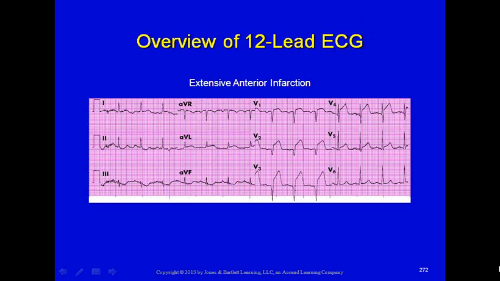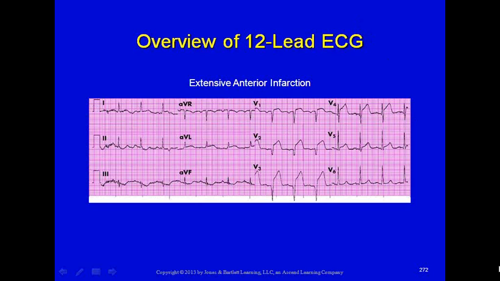So back to my interpretation. As I look at this 12-lead ECG, my next step is to look for ST segment changes. And I see elevated ST segments in lead 1. I see elevated ST segments in AVL. Those are your lateral leads. They look at that circumflex artery.